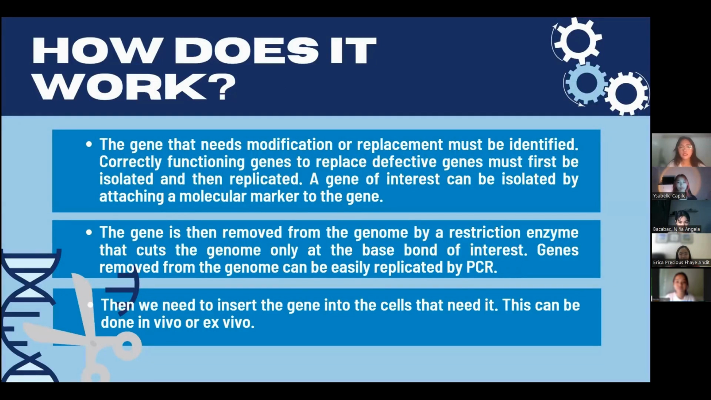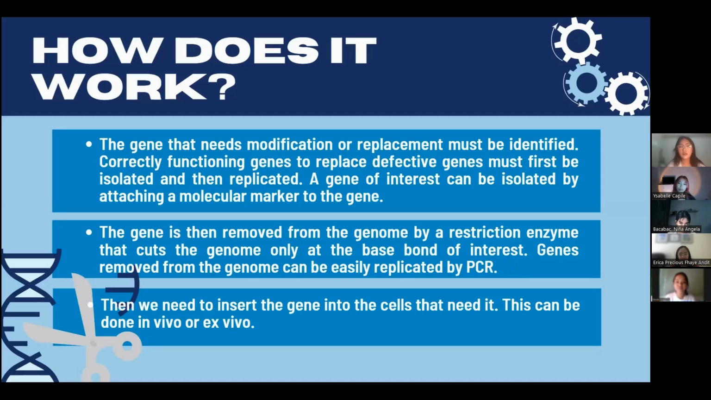Fundamental to the process is identifying the gene in question, cloning it, and inserting it into the human genome that needs it. The gene that needs modification or replacement must be identified. Correctly functioning genes to replace defective genes must first be isolated and then replicated. A gene of interest can be isolated by attaching a molecular marker to the gene.